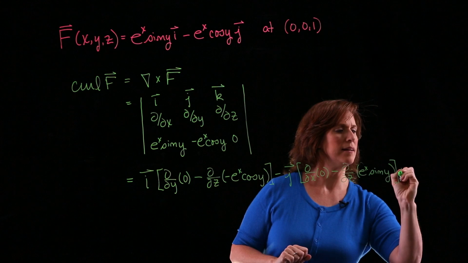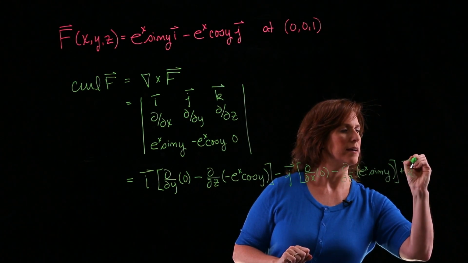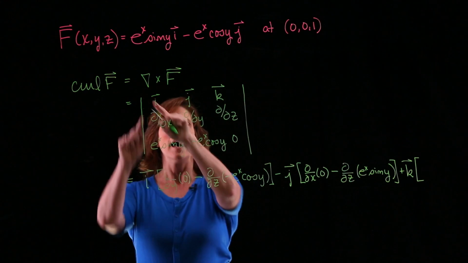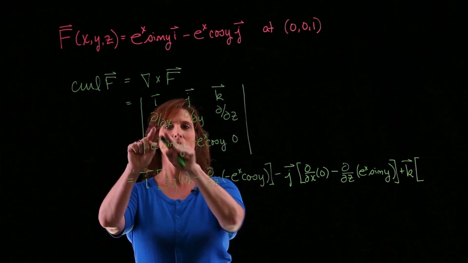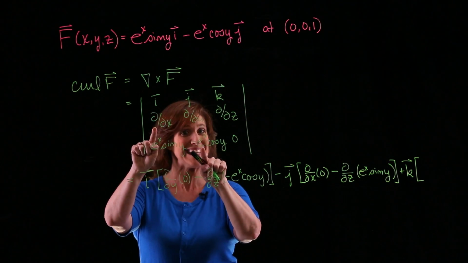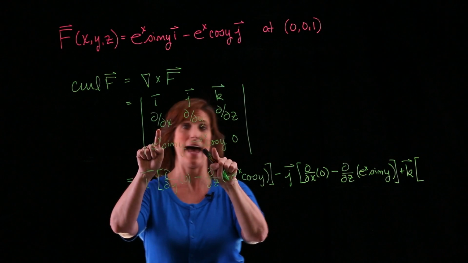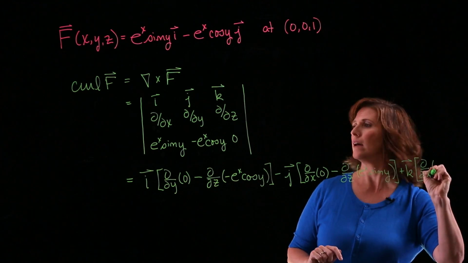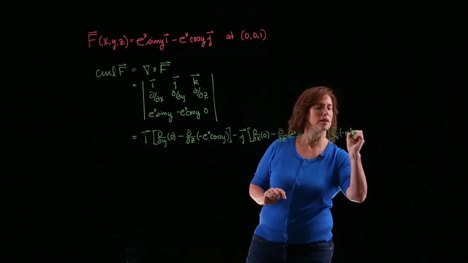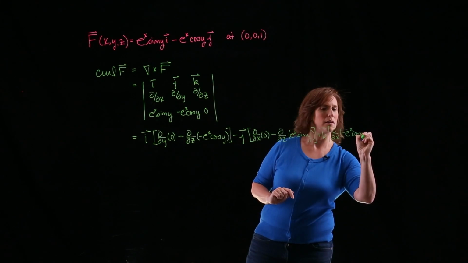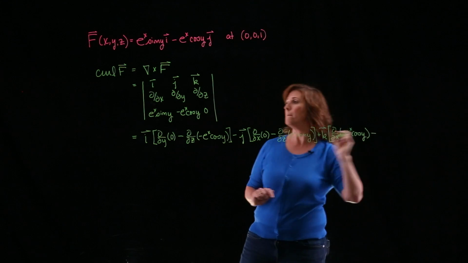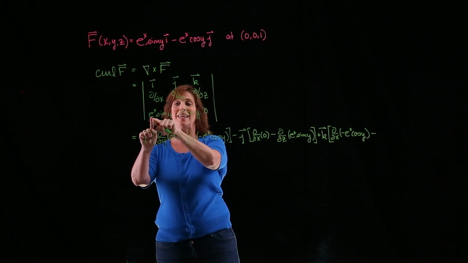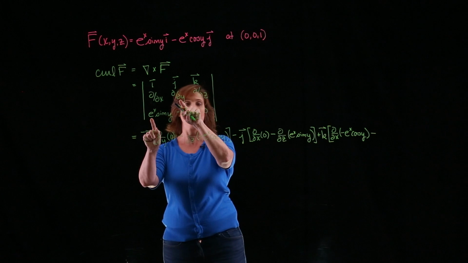Then I'm going to add in vector k times, eliminating the first row and the last column, the partial of minus e to the x cosine y with respect to x, minus the partial of e to the x sine y with respect to y.